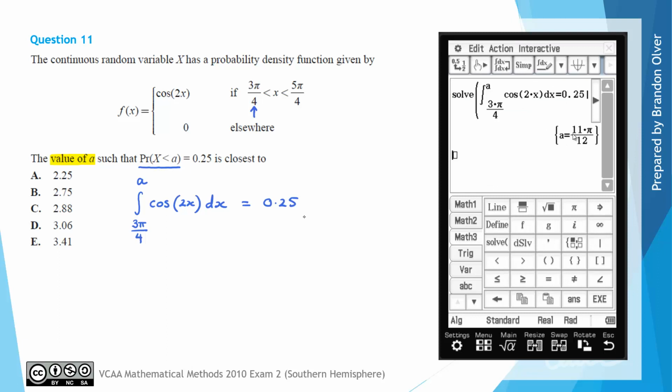And that gives us a is 11 pi on 12, but based on all of the answers, we can see that a decimal is sufficient, and we can see that a is 2.88, correct to two decimal places. So from the calculator, correct to two decimal places, we found that a is equal to 2.88. So that makes C the correct answer for this question.